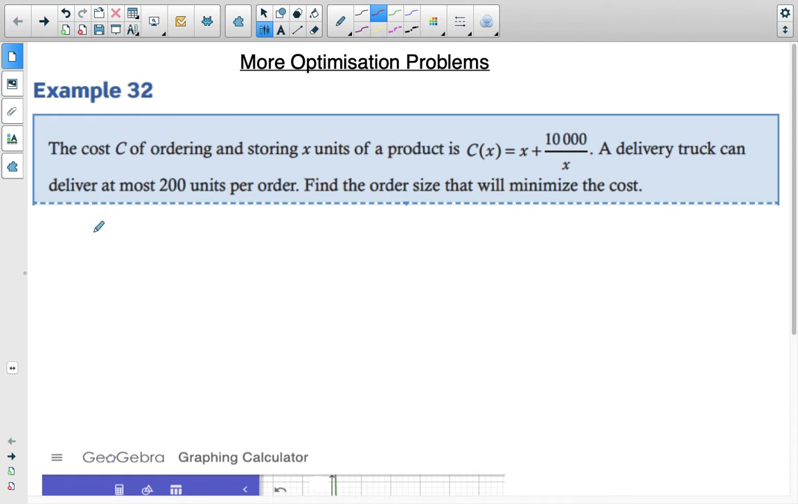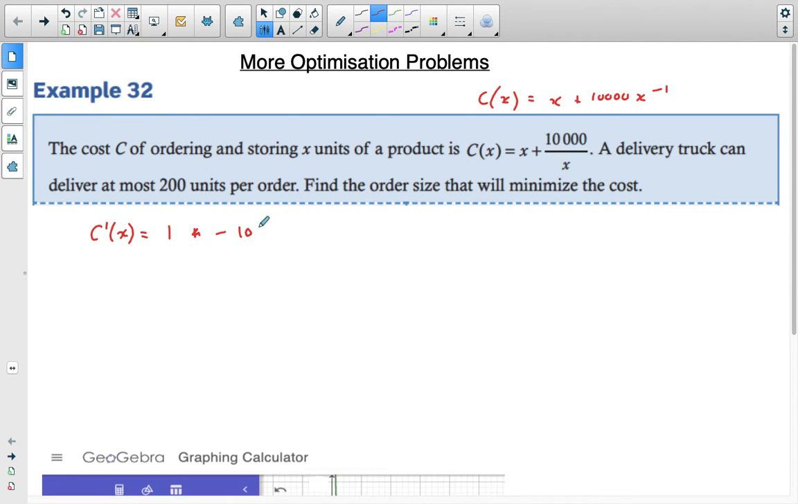Let's make a start. If we differentiate first, the first derivative is going to be 1 plus, now it's probably useful to write this as x plus 10,000 x to the negative 1.